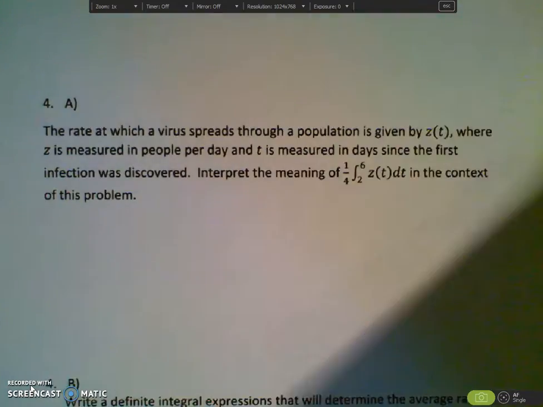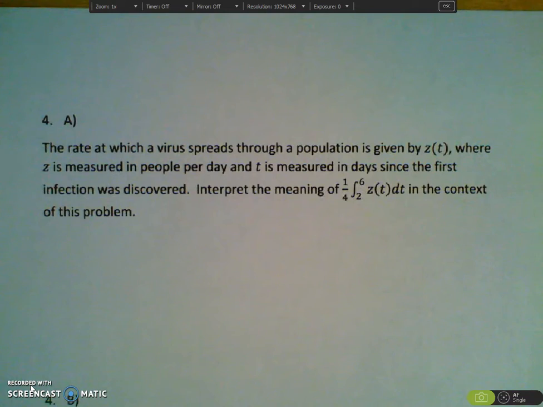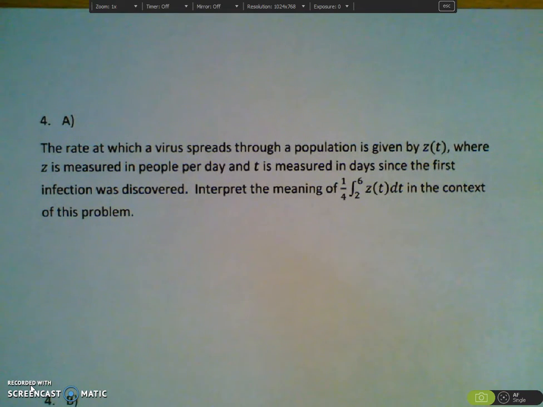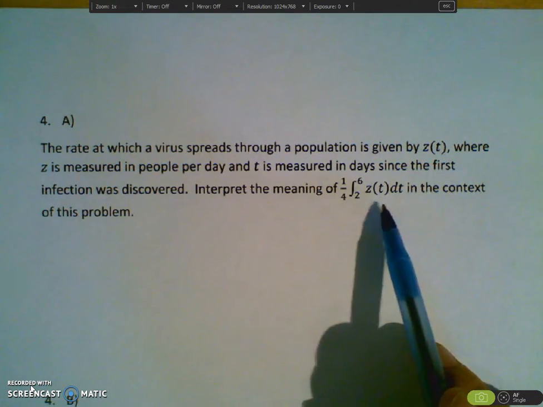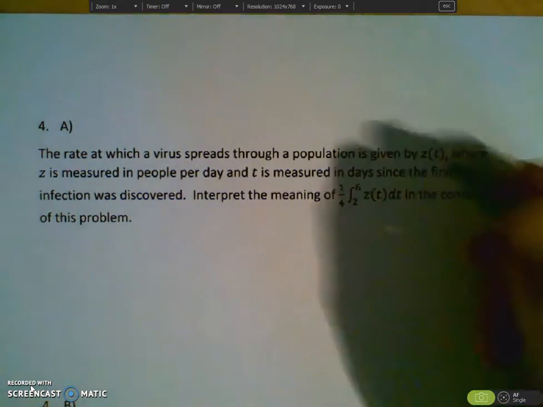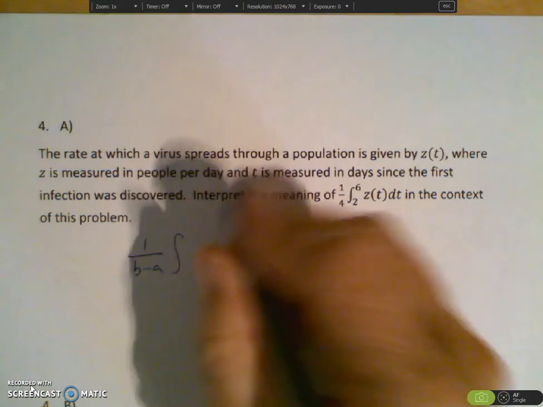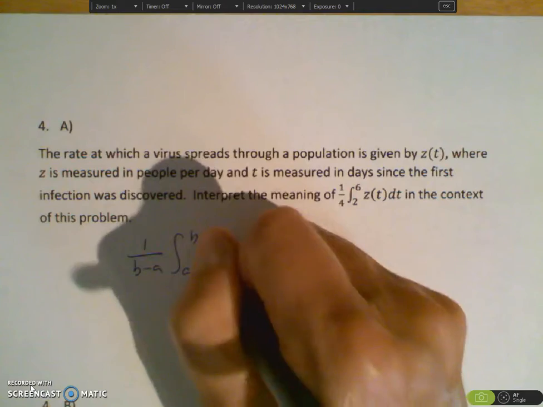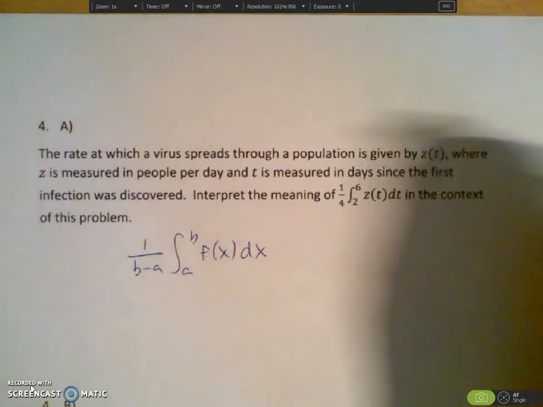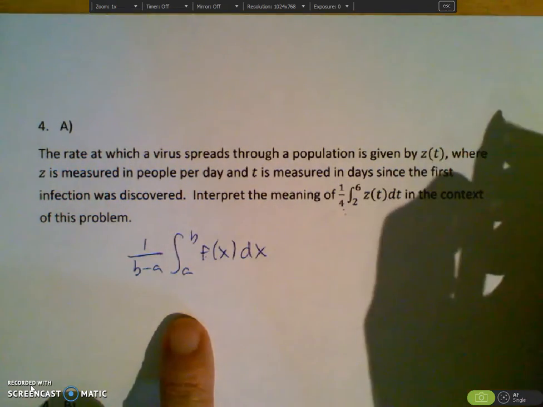Here comes our next example. The rate at which a virus spreads through a population is given by z of t, where z is measured in people per day, and t is measured in days since the first infection was discovered. Interpret the meaning of this definite integral expression in the context of this problem. Again, I recognize that this is of the form 1 over b minus a, integral from a to b, f of x dx. Notice that the 4 is 6 minus 2.